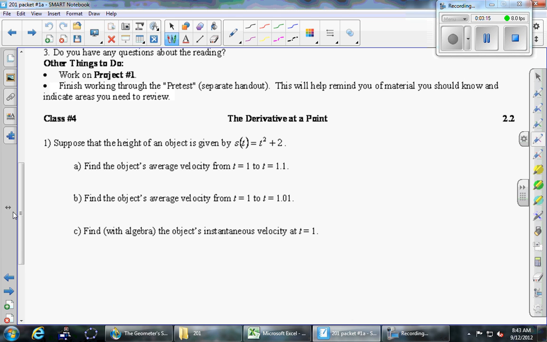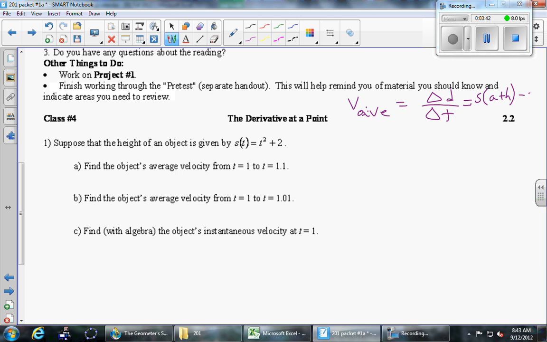So we know average velocity. We've done it a whole bunch of times, but we'll write it here. The average is equal to, I guess it's just change in distance over change in time. And so if we wanted to write that more using the notation that we've been using this semester, it's something like this: S of A plus H minus S of A, all over H. And I wanted to use the H version in this problem because the H version is the one that we're going to be using most of the next week or so.